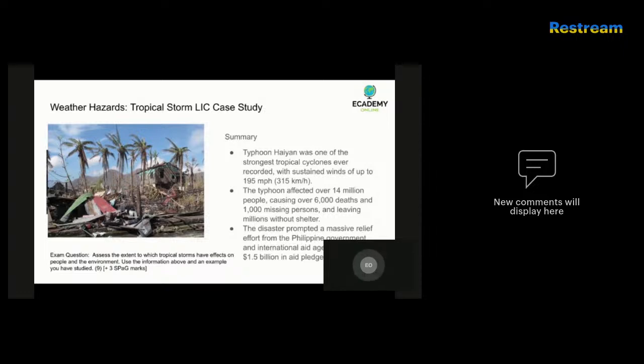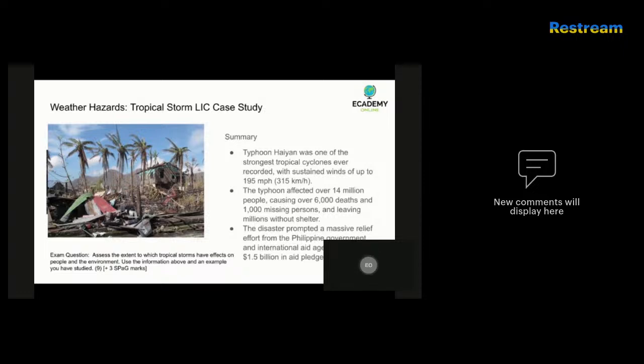So there's actually quite a lot that you can say about Typhoon Haiyan, and the key thing here is asking to assess the extent. So what were the different things that affected the people, and how big an impact was that on them? So there's lots and lots of different things that you can talk about.